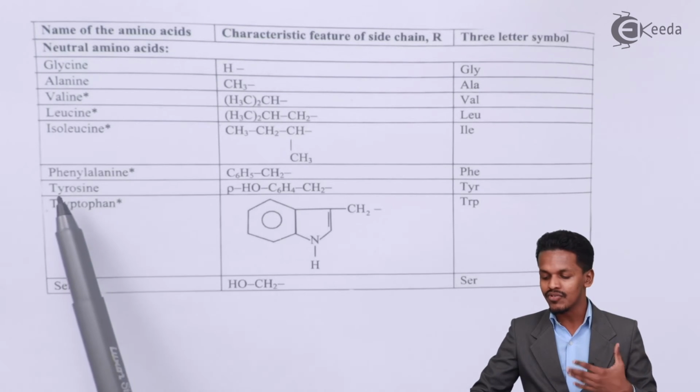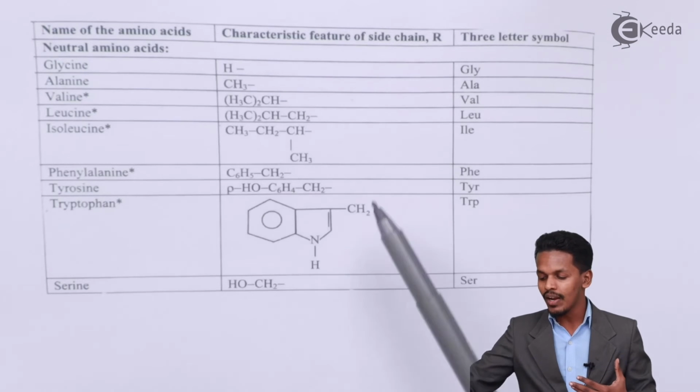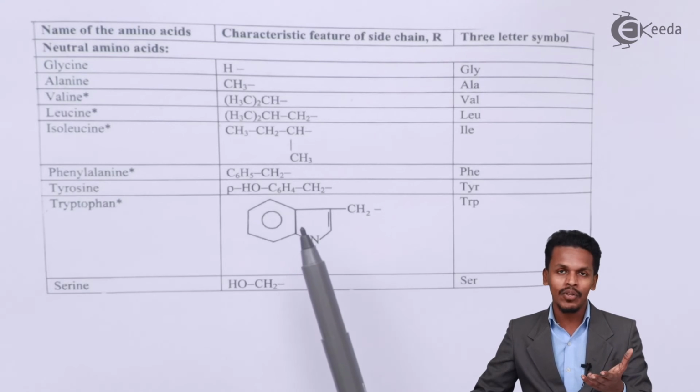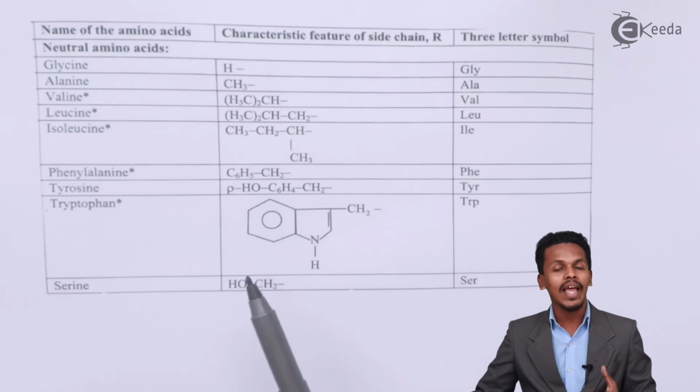Talking about the other ones, that is tyrosine, serine. These are all the groups that could replace the R group of the general representation for the alpha amino acid, and this is what I want to talk about.